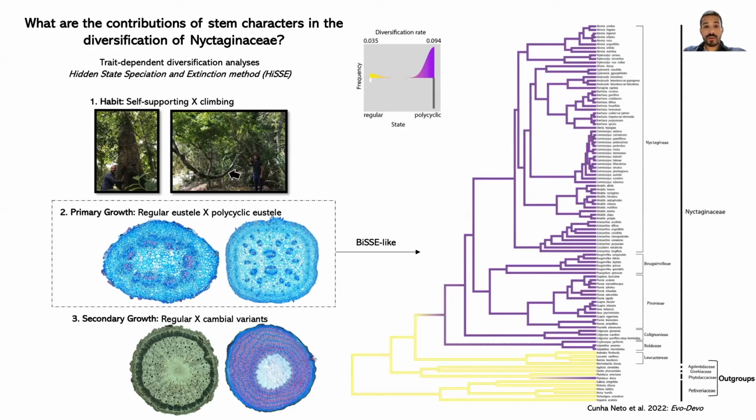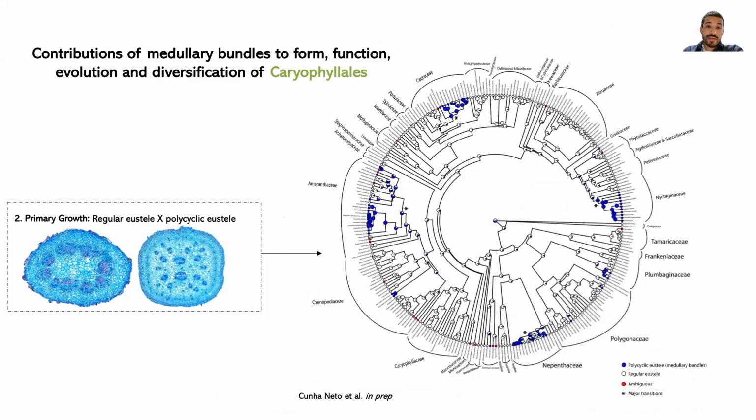And by applying these model comparisons, we found that only the eustele types relates with diversification rates in Nyctaginaceae, as the acquisition of the polycyclic eustele was associated to elevated rates compared to the regular eustele that we see in purple. So it seems that neither habits nor the transitions of vascular variants were associated with higher diversification rates in Nyctaginaceae.